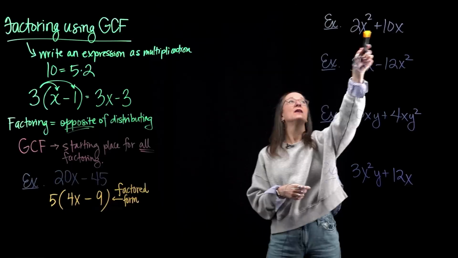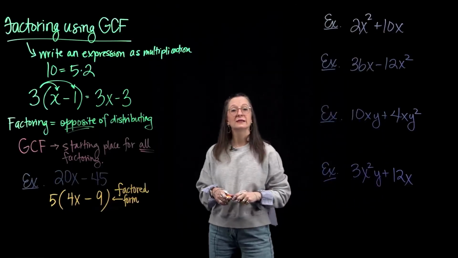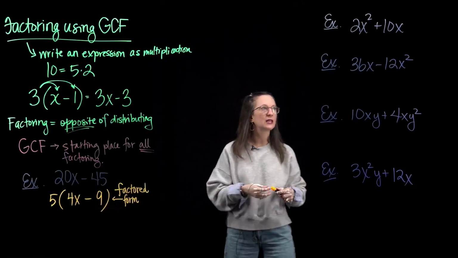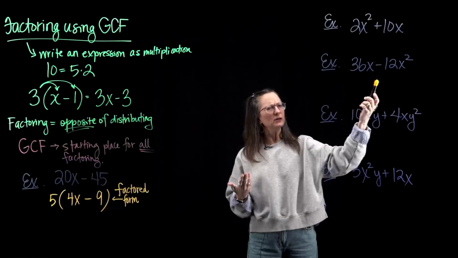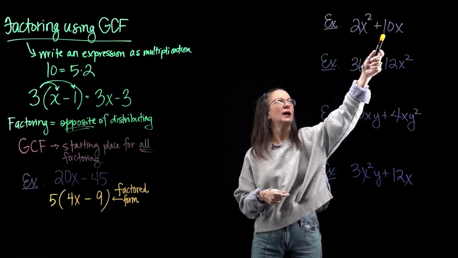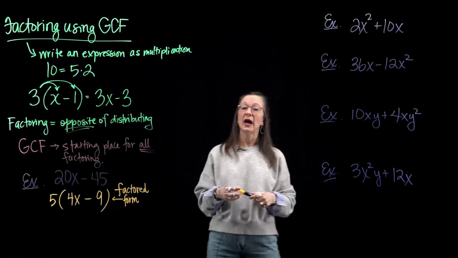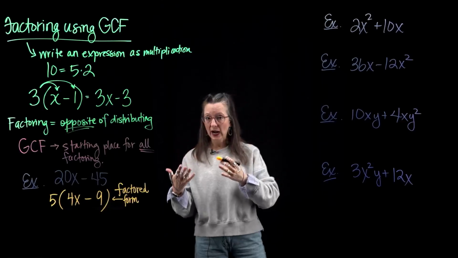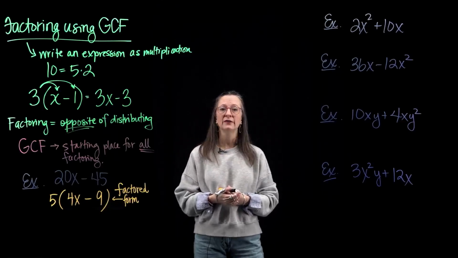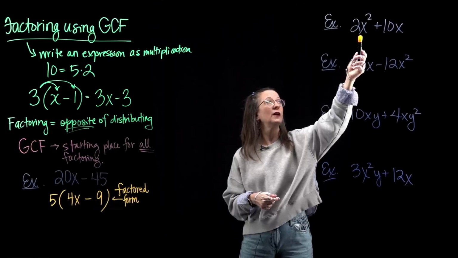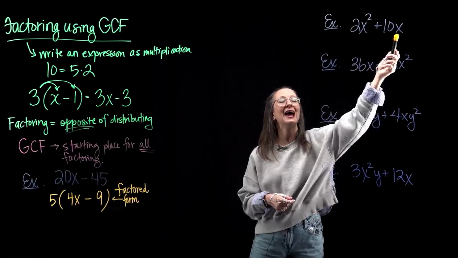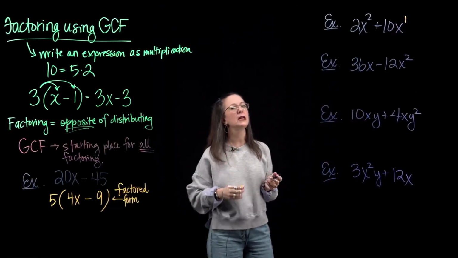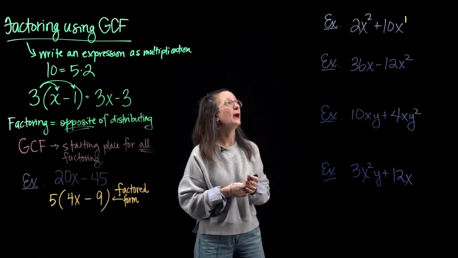So up here I have 2x squared plus 10x, and I want to look at both terms and think about what they share. Now I'm going to look at the numbers first. 2 and 10, they both have a factor of 2. So I'll need to factor out a 2 for the GCF, but let's take a look at those variables. I have x squared and x to the first power. We don't write that one, it's a sneaky one, but it's there anyway.